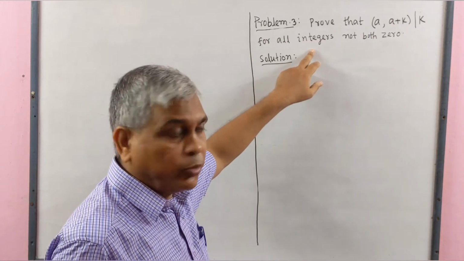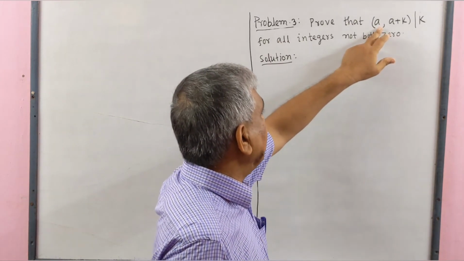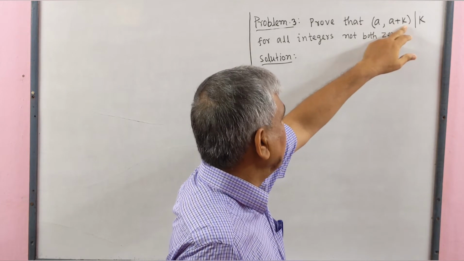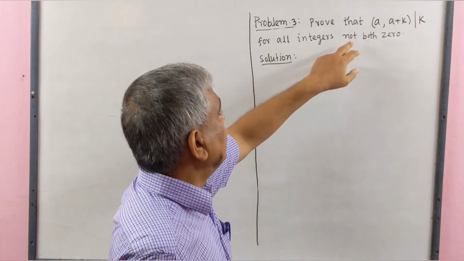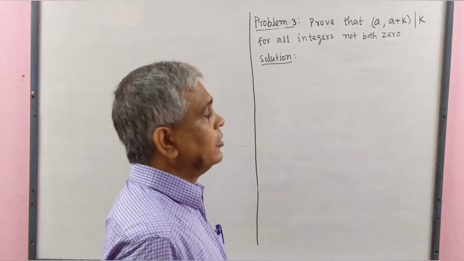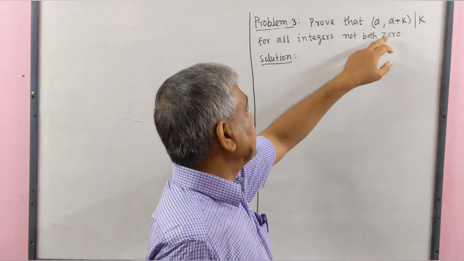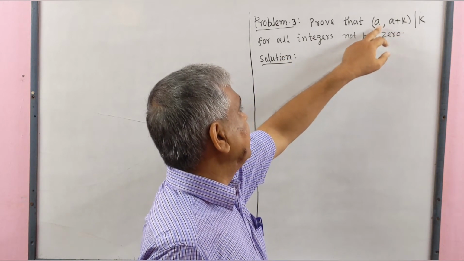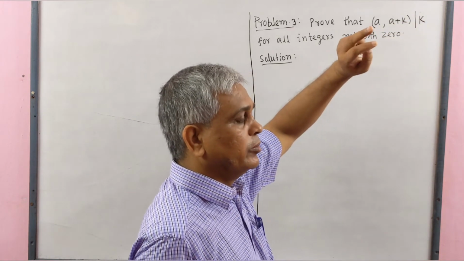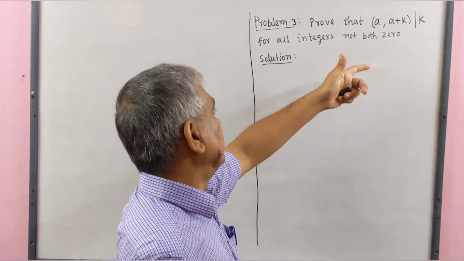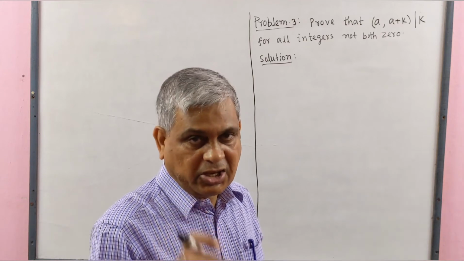Now we solve problem number 3. Prove that GCD of A and A plus K divides K for all integers not both 0. Now we solve this. If both integers are 0, then here we get GCD of 0 and 0 divides 0. Means 0 divides 0, which is an absurd concept.